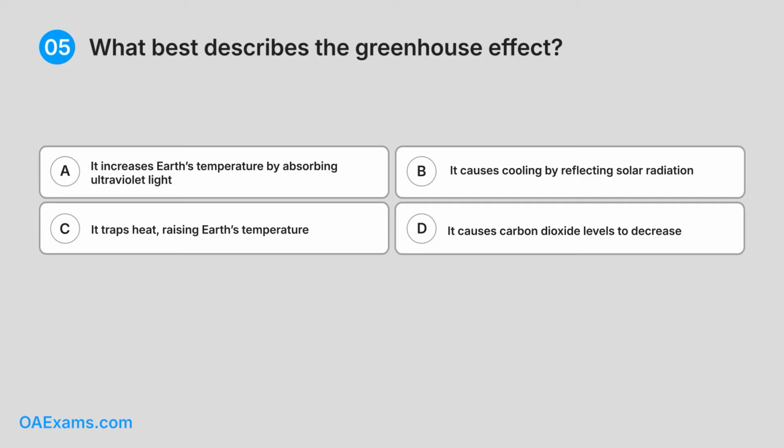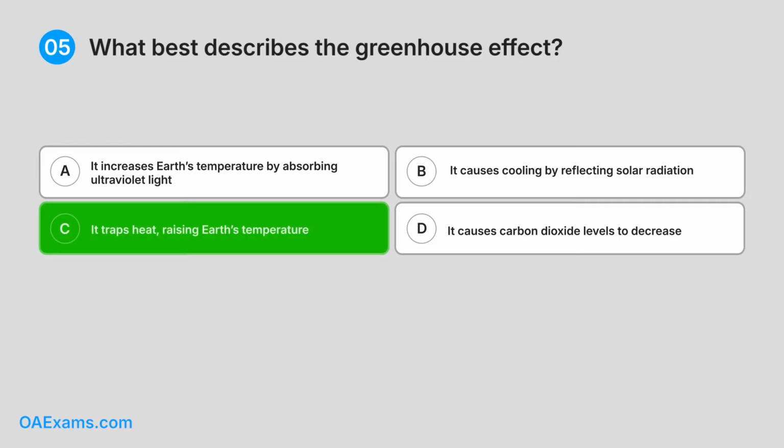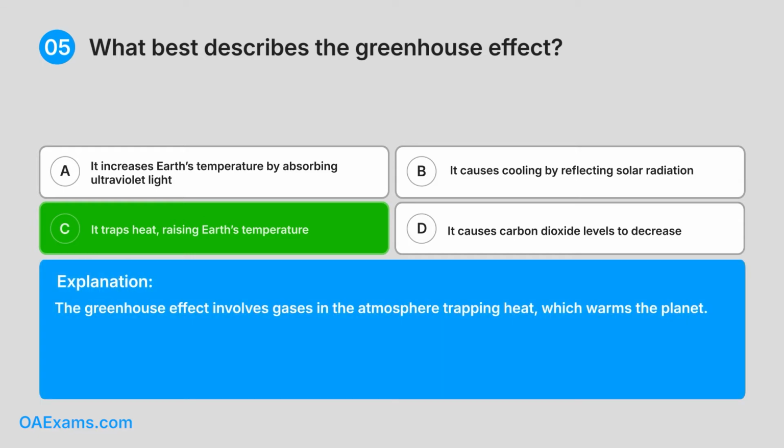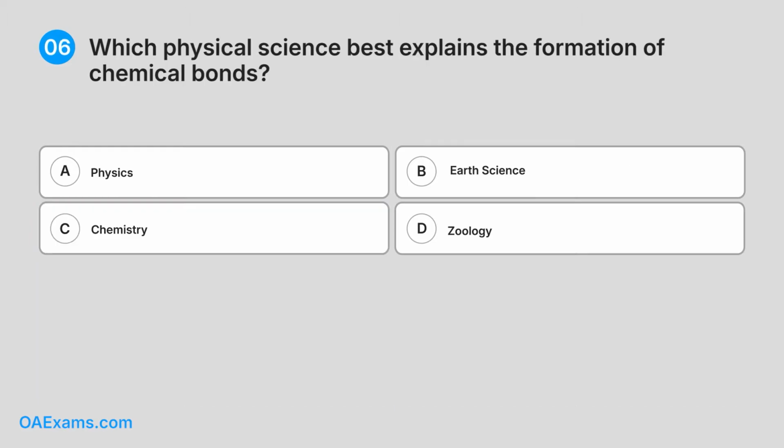Correct answer: C. It traps heat, raising Earth's temperature. Explanation: The greenhouse effect involves gases in the atmosphere trapping heat, which warms the planet.